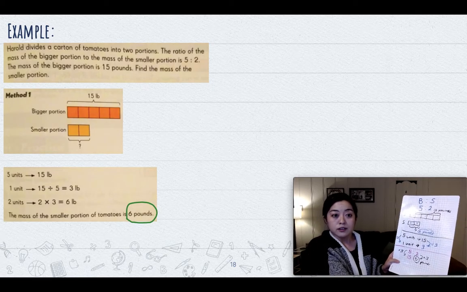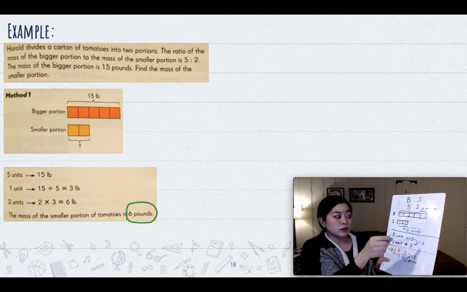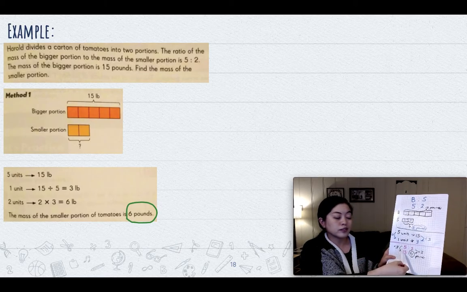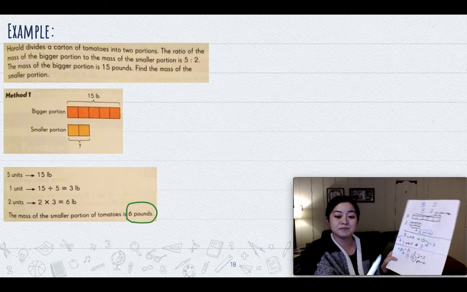So there's 2 ways to solve it. You can use a bar model, or you can just set up the ratios like this. Okay.